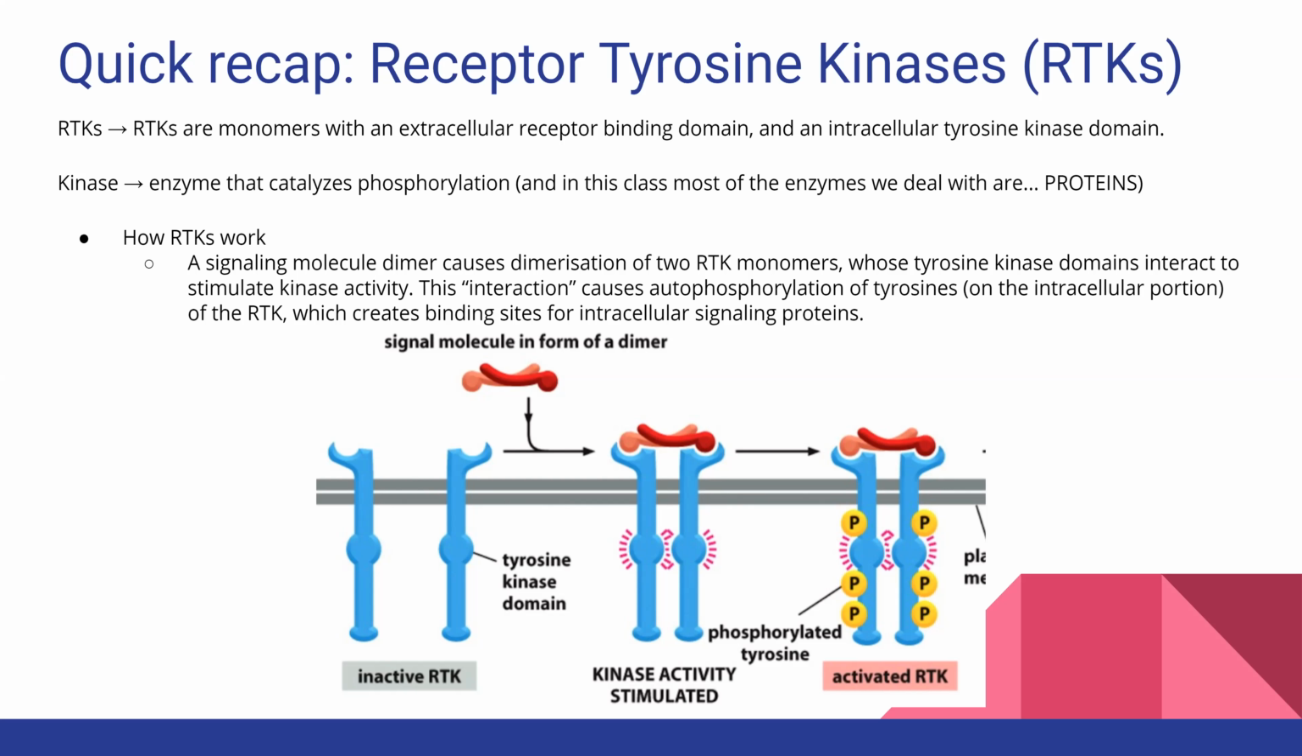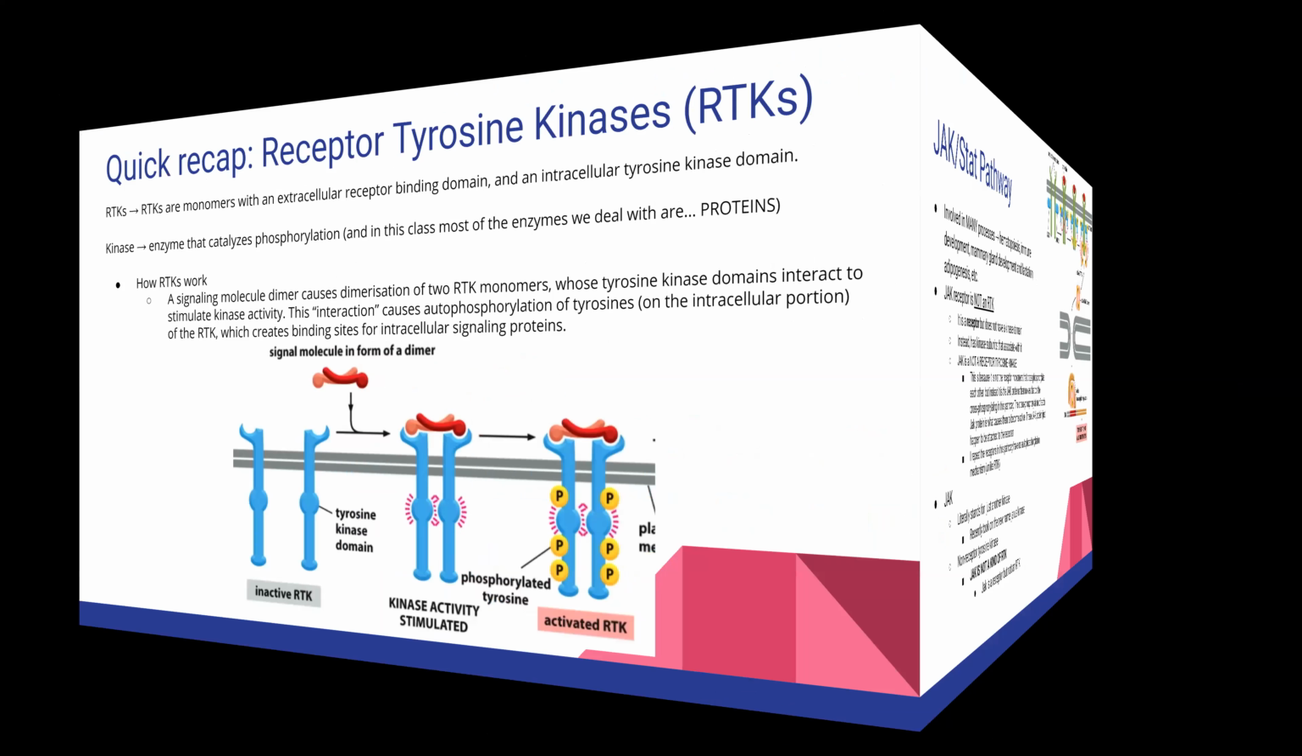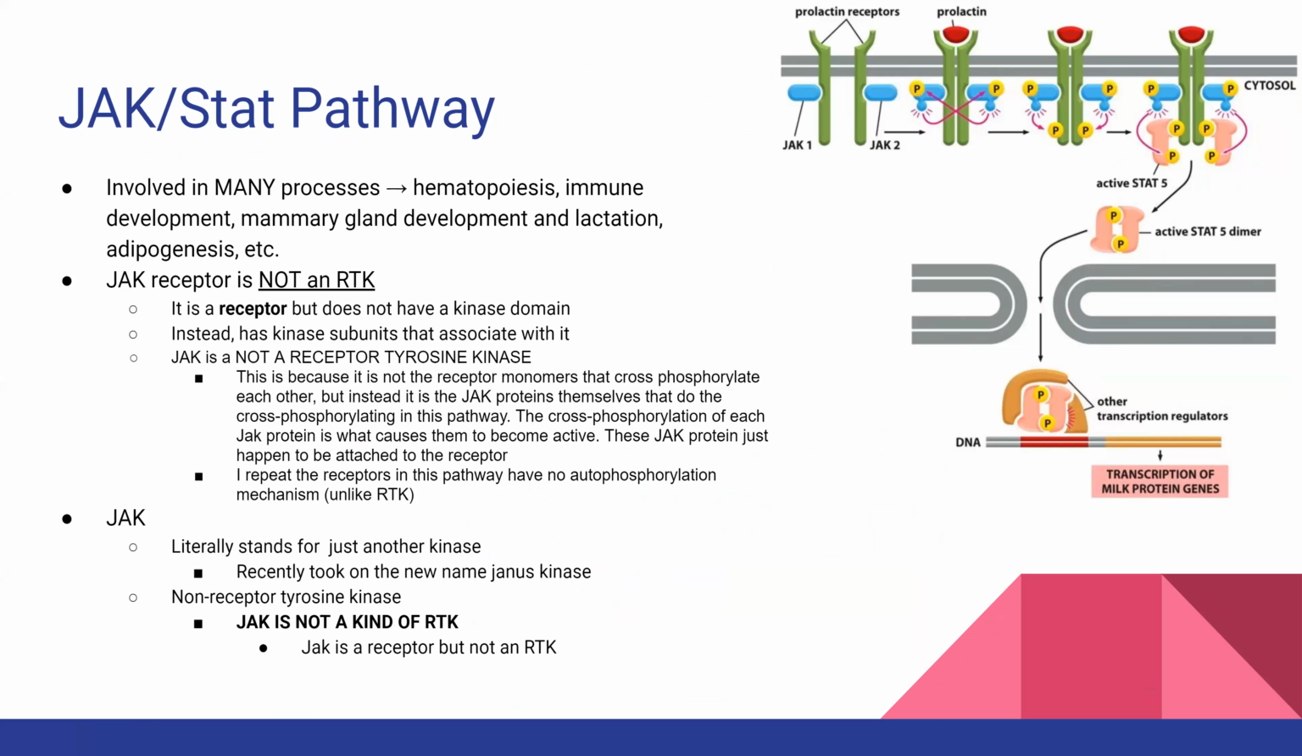Okay, so with that, if we go to the JAK-STAT pathway, it's involved in many processes like hematopoiesis, immune response, mammary gland lactation, and fat tissue generation. The example we look at is going to be for lactation, so prolactin.